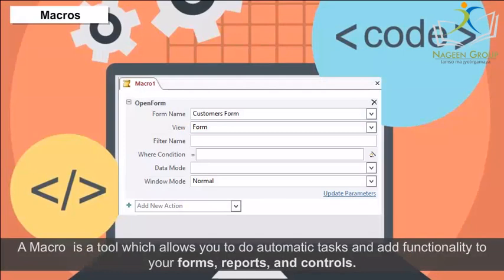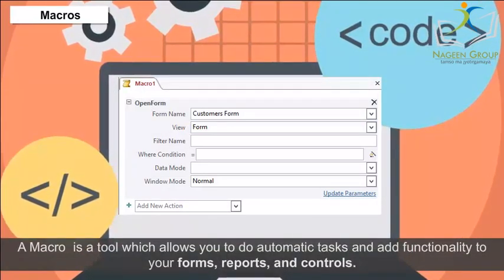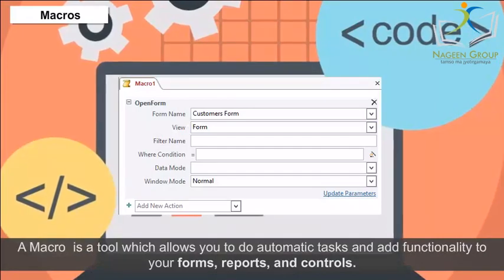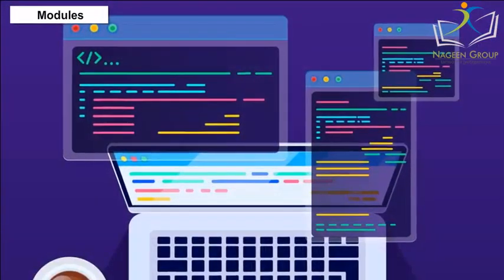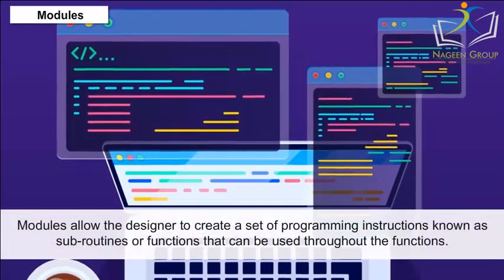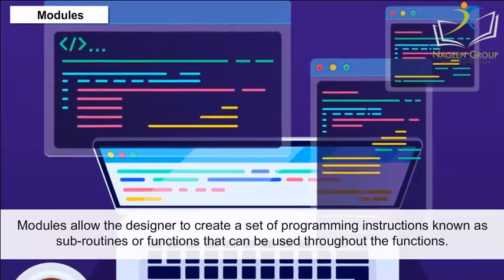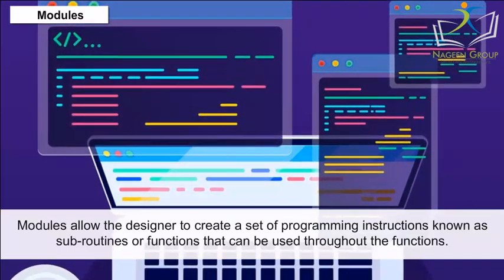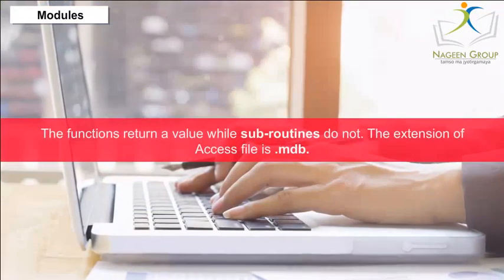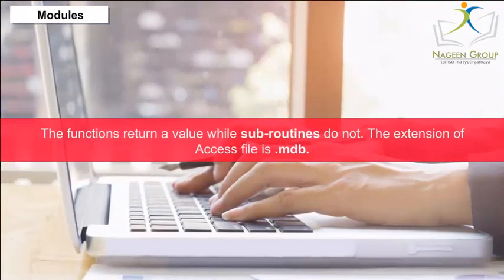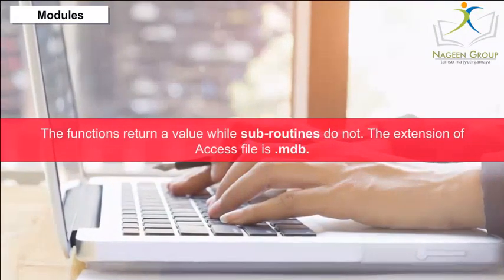Macros. A macro is a tool which allows you to do automatic tasks and add functionality to your forms, reports, and controls. Modules. Modules allow the designer to create a set of programming instructions known as subroutines or functions that can be used throughout the functions. The functions return a value while subroutines do not. The extension of Access file is .mdb.